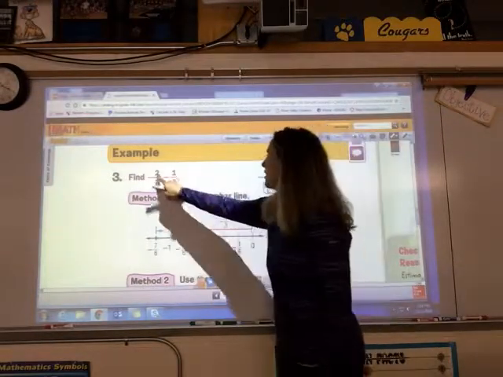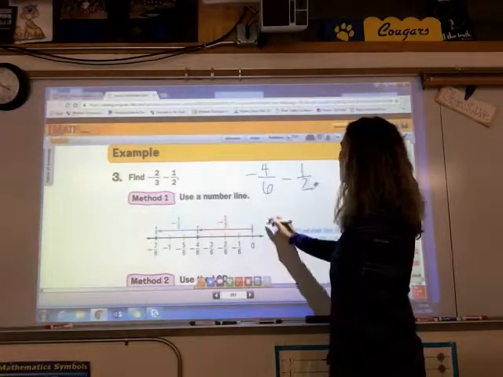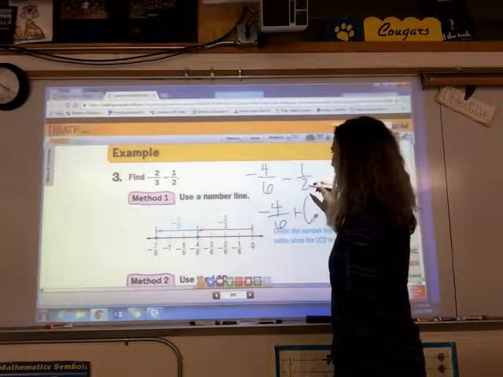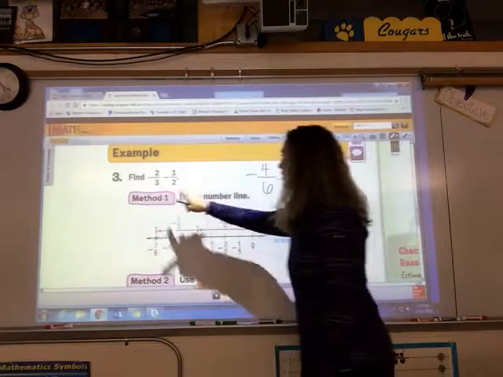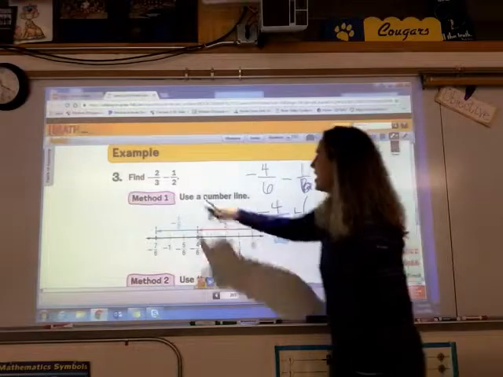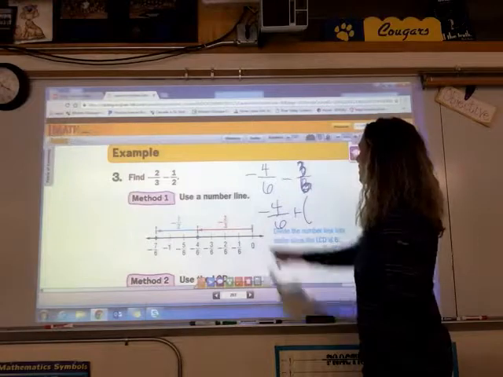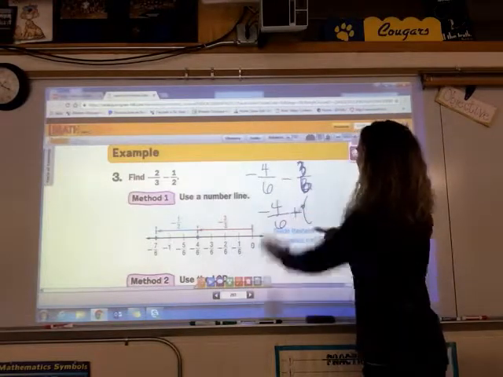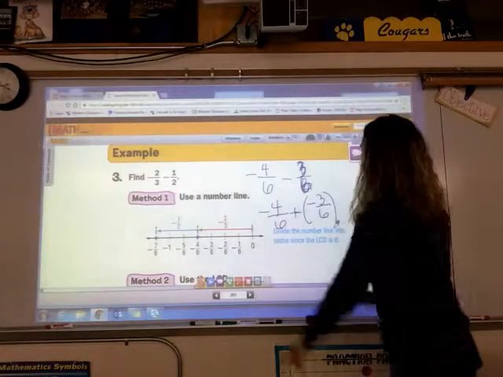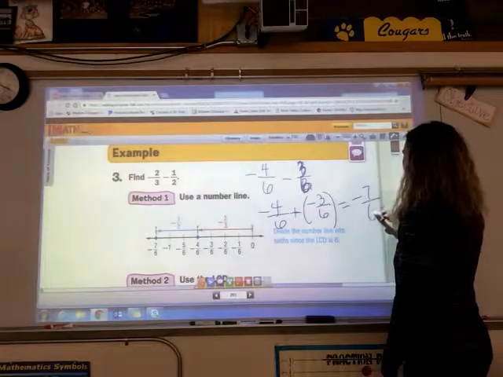3 times 2 is 6, so 2 times 2 would be 4, so I'd have negative 4/6 minus 1/2, which would also be the same as negative 4/6 plus, oh, that's not right. Sorry. 2 times 3 is 6, so that's going to be a 6. Okay, and then 1 times 3 would be 3. My fault on that. Okay, so negative 4/6 plus, this was a positive, so this is going to become a negative 3/6.